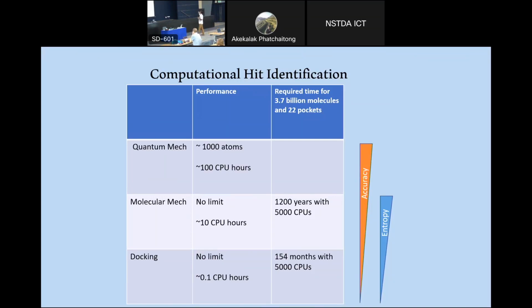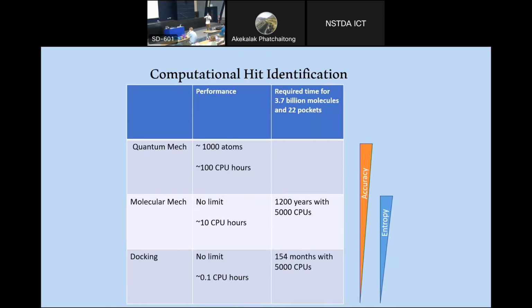But if we want to, let's say, run 3.7 billion molecules, and let's say we are targeting 3 proteins, and we have a possibility of 22 pockets. If I was given 5,000 CPUs, it would have taken me 1,200 years to complete all the MD simulation. So we are doing the initial screening where even though MD simulation is a more accurate description of what's happening, for such a huge number, we cannot actually use the MD simulation. It will come in a later part.